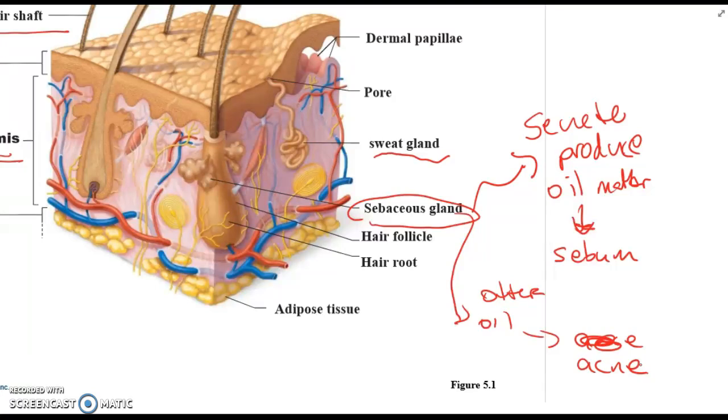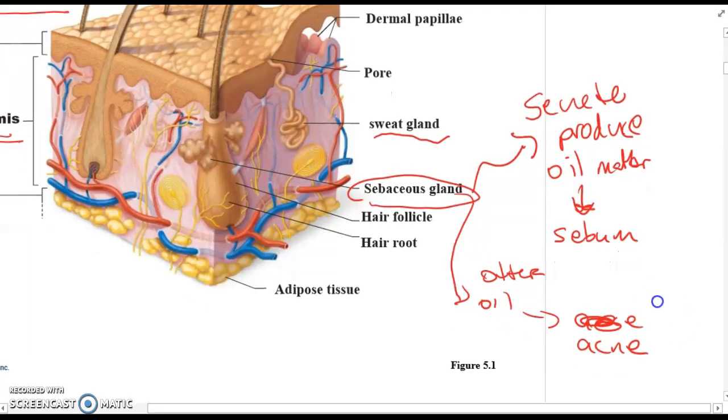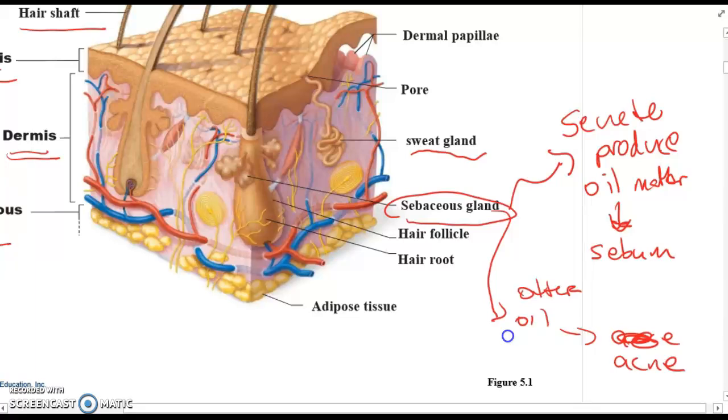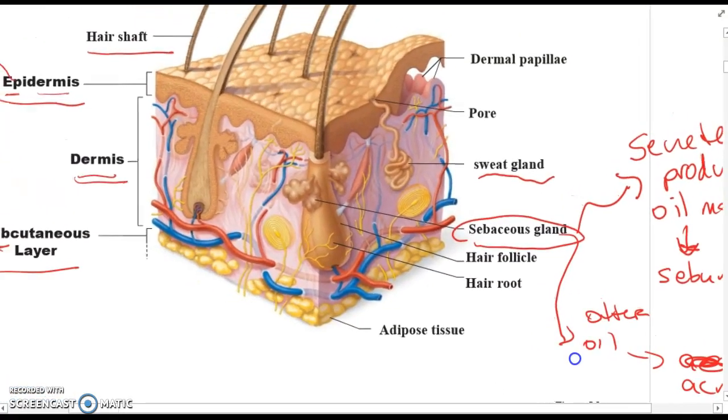If that plugging continues, it can cause bacterial growth and an inflammatory response. That is a lesion, but it's what we call a pimple. So understand that it's not necessarily an overproduction of oil, it's that the oily matter is clogged, and that is what can lead to acne or pimples. Okay, so that's the sebaceous gland.